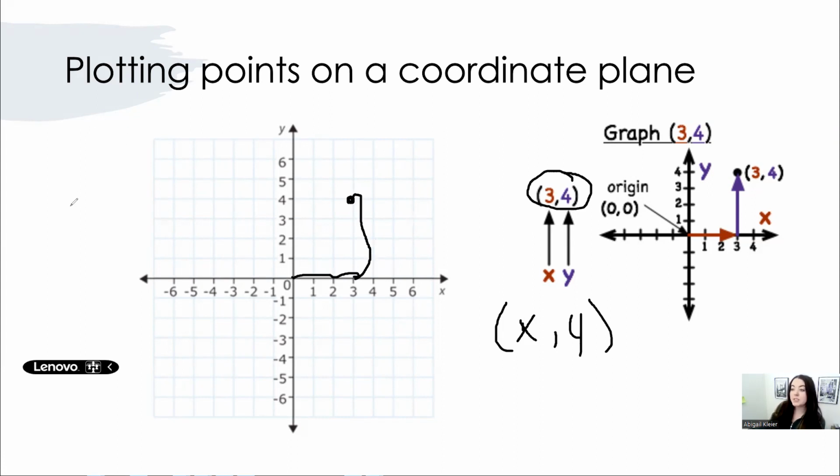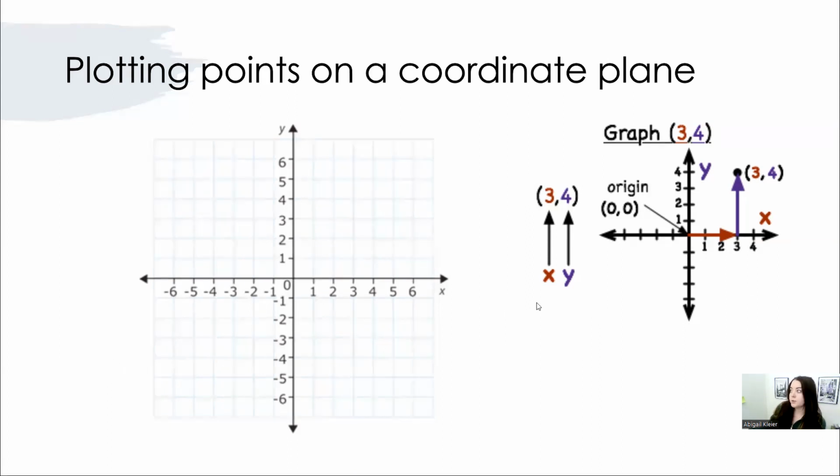Even though this is a review concept from a previous grade, it's still important to remind ourselves how to plot those points, because we do need to understand how to read a coordinate graph in order to answer most of the questions that have to do with proportional relationships.